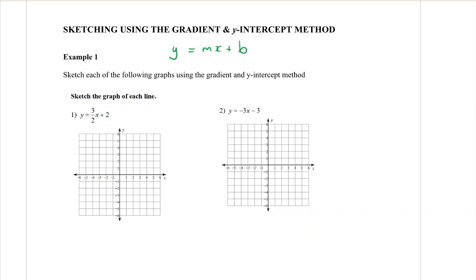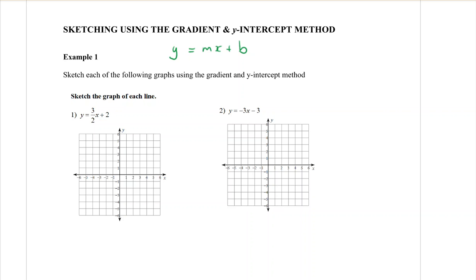Last lesson, I gave you the graph and we had to work out what the gradient and the y-intercept was so that we could write down the rule in the y equals mx plus b form. Today we're kind of reversing that process. I'm going to give you the rule and we're going to use our knowledge of how to do gradients using rise and run and where a y-intercept is to help us sketch it. This is an alternative sketching method.